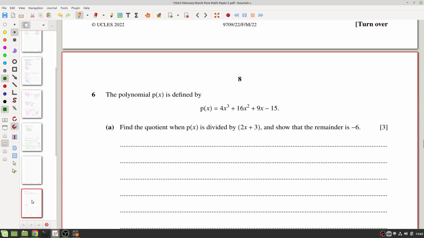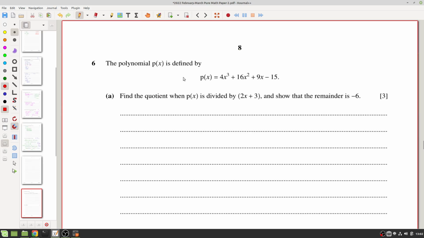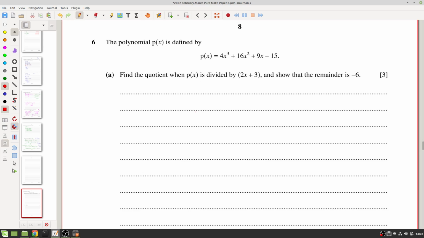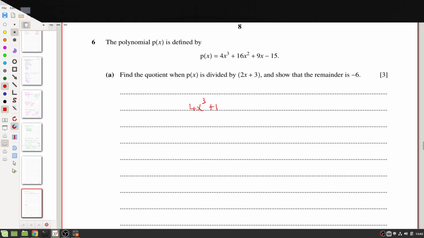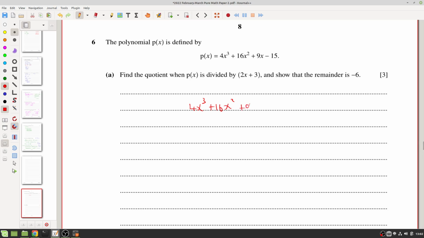Okay, question 6. The polynomial p(x) is defined by this. Find the quotient when this function is divided by 2x plus 3 and show that the remainder is negative 6. If we only had to find the remainder, we could just substitute the solution for this factor equals 0 into this function and get our remainder, but we also have to find the quotient. So let's do the long division. We have 4x cubed plus 16x squared plus 9x minus 15. We divide that by 2x plus 3.